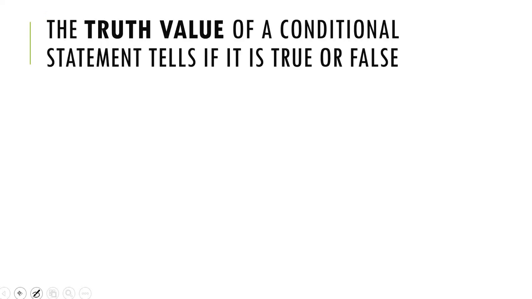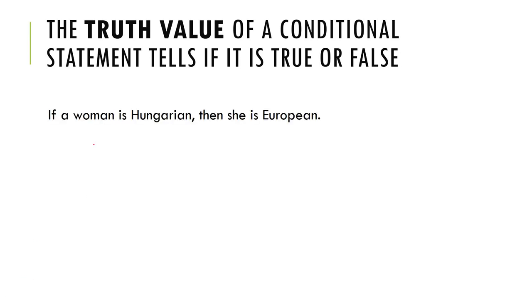The other thing we have to talk about is the truth value of a conditional. The truth value of a conditional statement tells if it is true or false. We can have false conditionals. We could say, if an animal is a dog, then it is a poodle. Now that's not necessarily true. So that might be a false statement. So let's look at a couple of these. And I really hope you're writing all this down. I know it's a lot of writing, but if you have all these examples down in your notes, you'll have a better, easier time of doing your work.